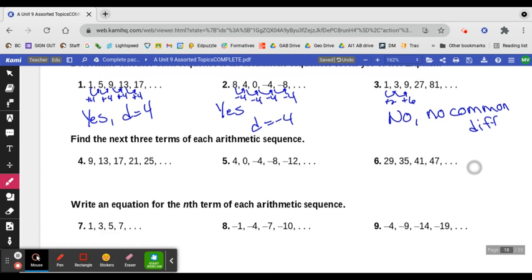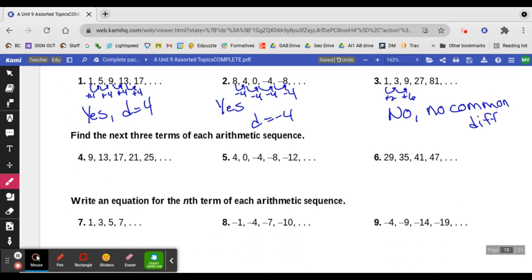Number 4, they want me to find the next 3 terms in the arithmetic sequence. They're telling me it's an arithmetic sequence, which means I just need to find the common difference. To go from 9 to 13, I'm adding 4. So to find the next 3 terms, I do 25 plus 4, which is 29, then 29 plus 4, which is 33, and 33 plus 4, which is 37. Now pause and find the next 3 terms in 5 and 6.